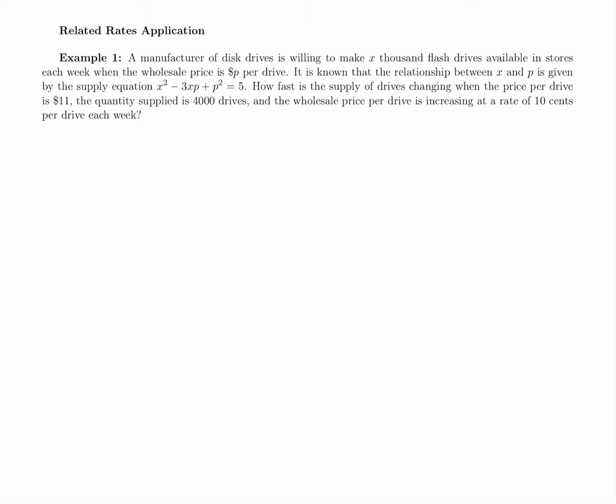So for this first one, we have a manufacturer of disk drives willing to make x thousand flash drives available in stores. So if we see x is 4, that doesn't mean they're only having 4 drives. It means 4,000 drives in stores each week when the wholesale price is p dollars per drive.